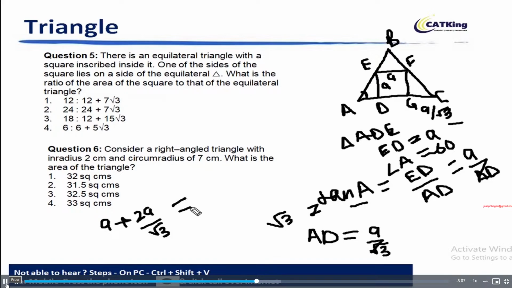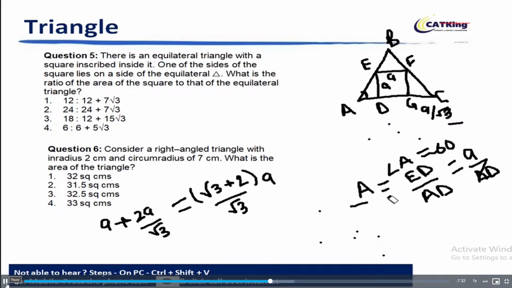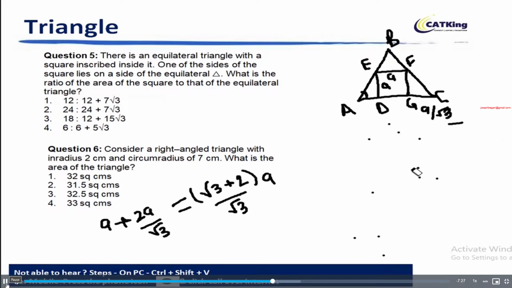Let's simplify this. We can write it as root 3 plus 2 upon root 3 a. This is the side of the equilateral triangle, right? Okay, and we need to find out the ratio of the two areas, right? And obviously we need to keep the area of square as numerator.